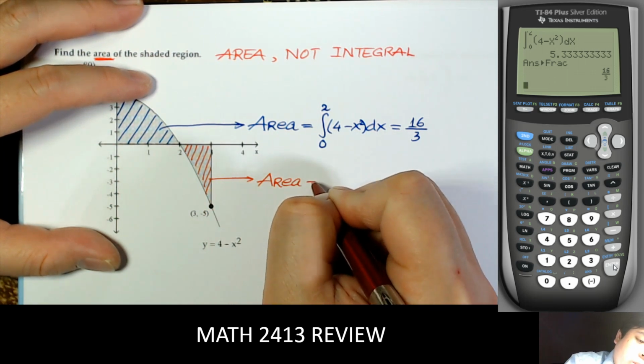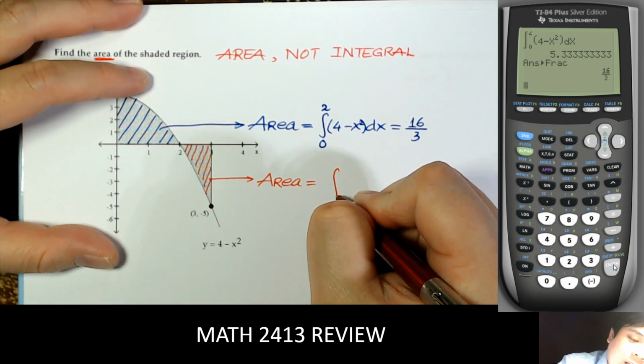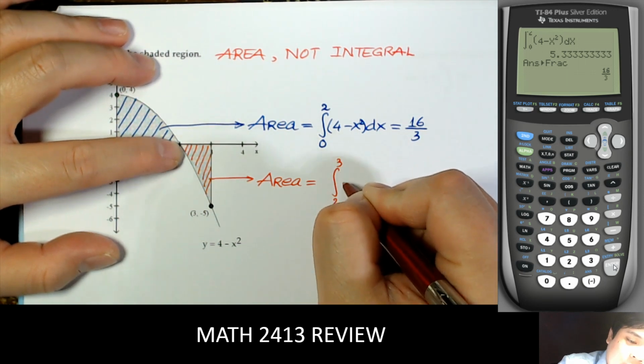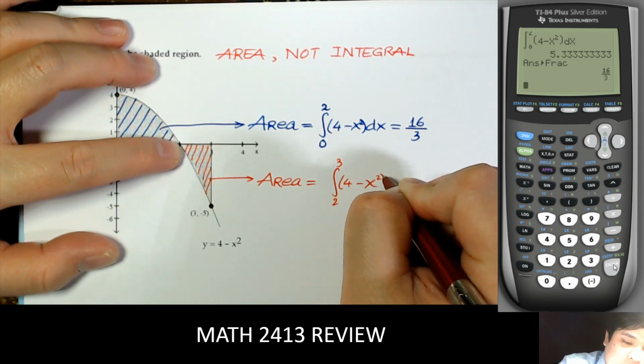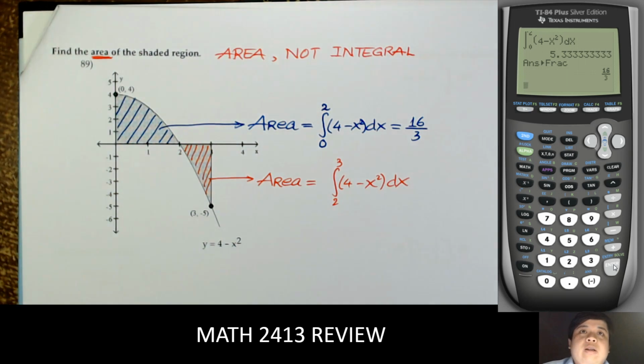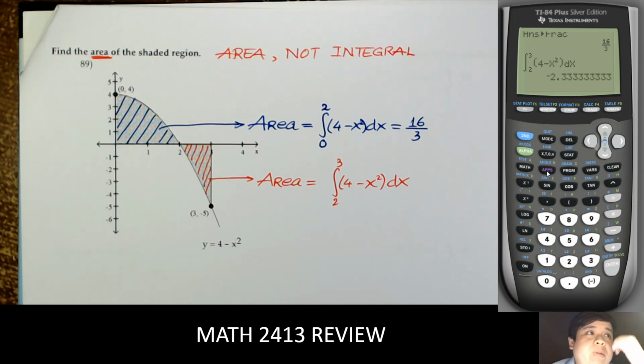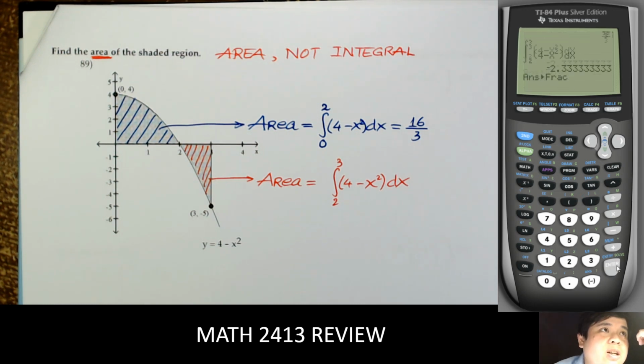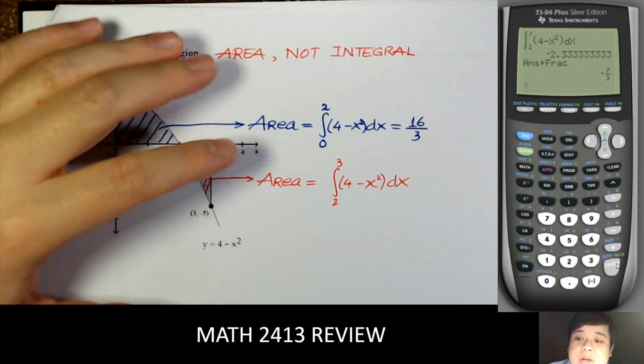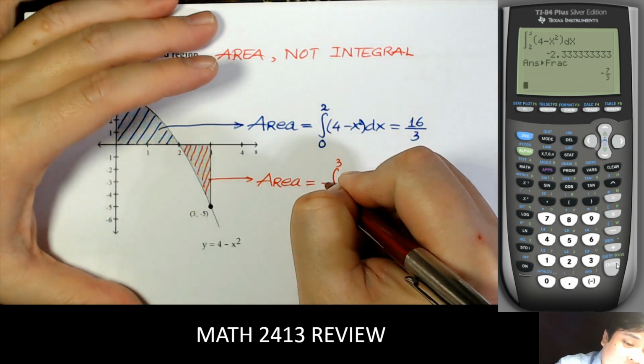Now if it is below, the integral from 2 to 3, 4 minus x squared dx. Right, let's do that again. Actually, I just copy this one and we'll change the limit. From 2 to 3, and you see that is going to be negative. So remember, the area cannot be negative, so we have to throw in an extra negative.